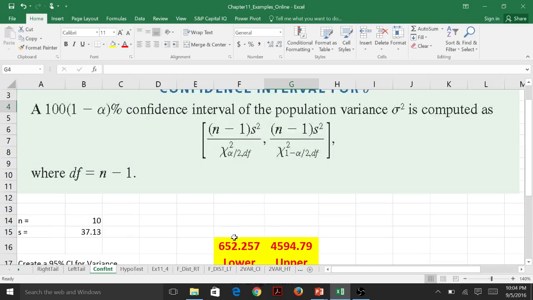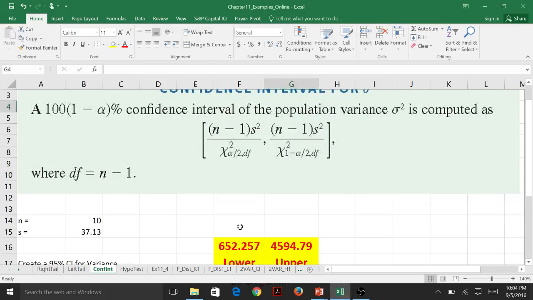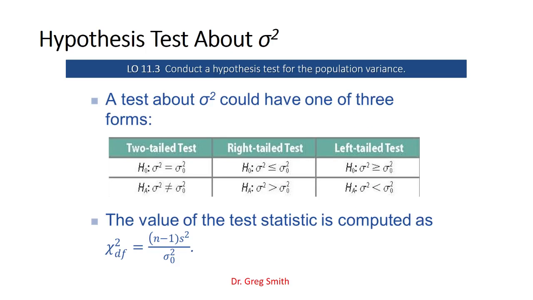Notice 0 is not in here and nowhere close. That's important to know. That means you have some degree of variation going on. And you can see these numbers match. That's a good way to start this because we calculated the statistic and we calculated with it the confidence interval.